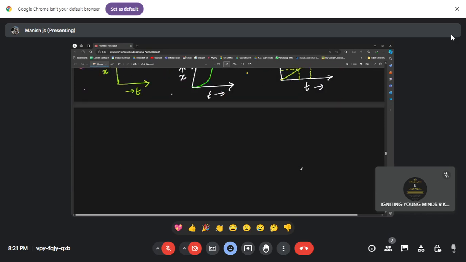So with that, we'll move on to the next type of graph, rather the second type, which is the displacement graph.